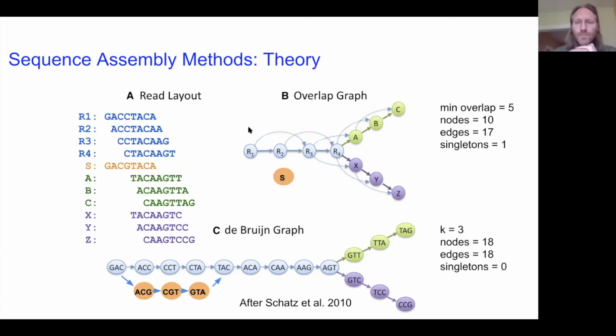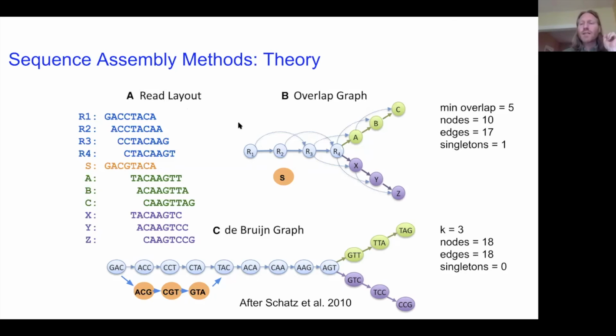So using the overlap method, essentially what you do is an all-by-all comparison where you look for regions of overlap between every read and every other read. In this case, we have a minimum overlap length of 5 base pairs. And so you can just do some kind of BLAST or other kind of Smith-Waterman algorithm to find all of the places of overlap between all of your reads.